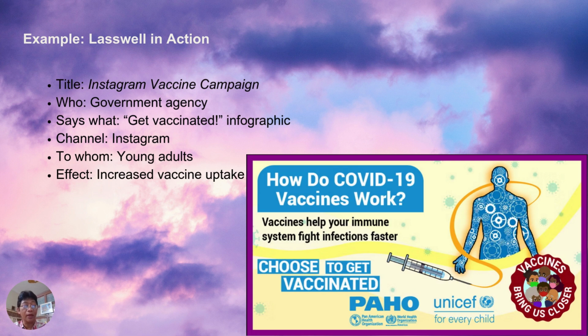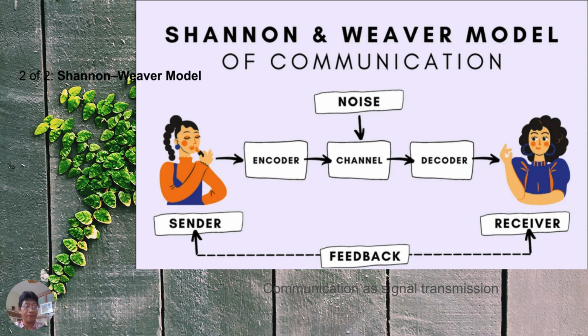Now let's take a look at one particular example. Imagine a public health campaign on Instagram. You know who produced or issued this kind of post? Well, it should be the government, right? And what does it say? The infographic says something that vaccines help your immune system fight infections of the COVID 19 faster, right?